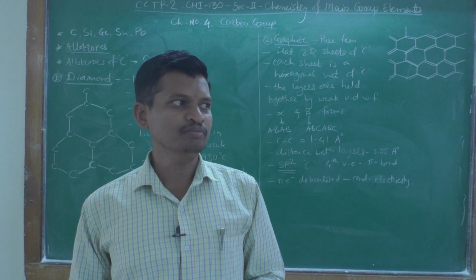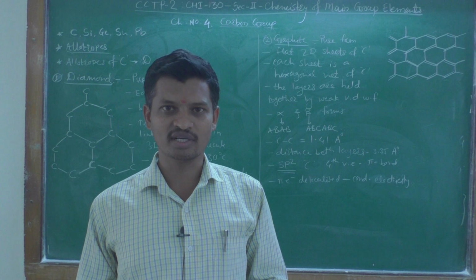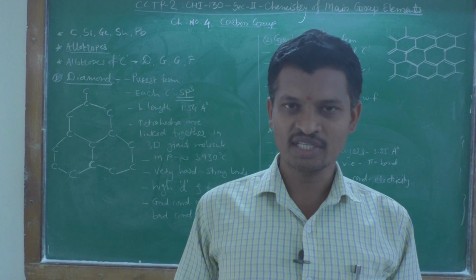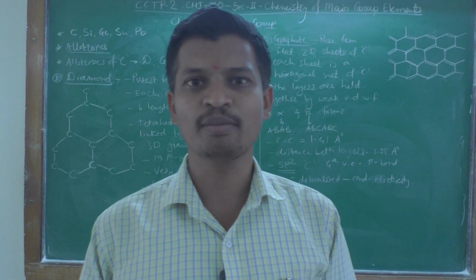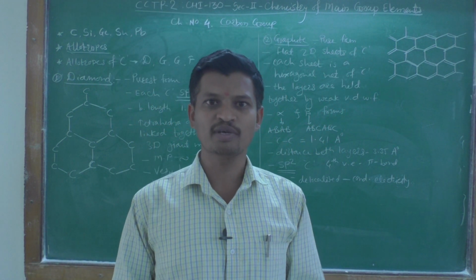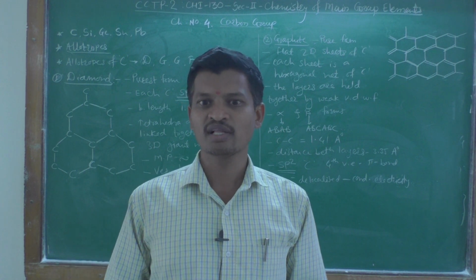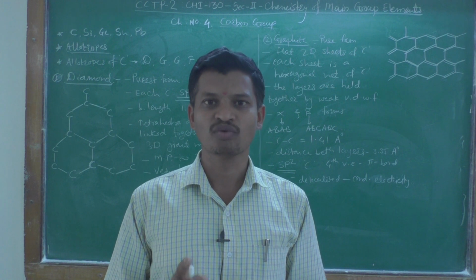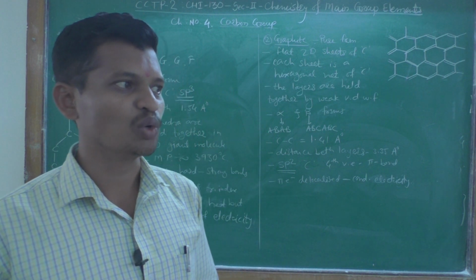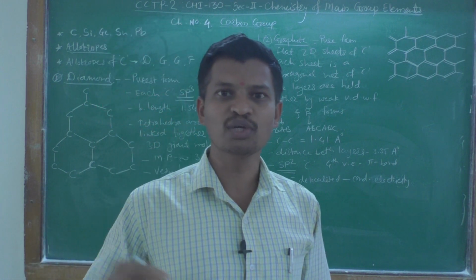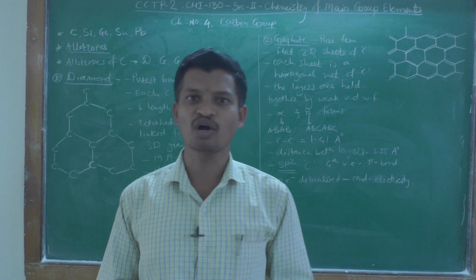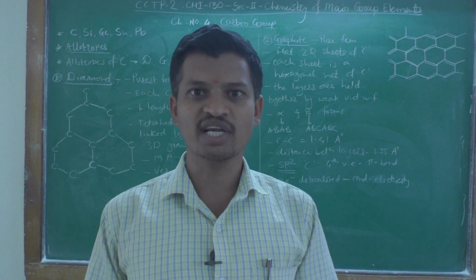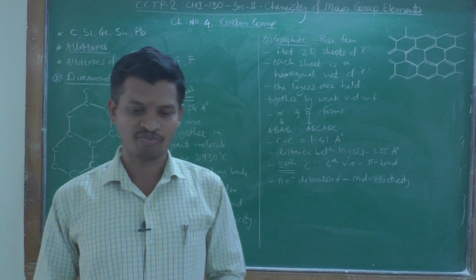Then group number 3 to group number 12, from 3 to 12, consists of the D block, that is transition elements. After 12, group number 13 is the first group of P block elements. So group number 13 to 18 consist of P block elements. And S and P block together are known as main group elements.